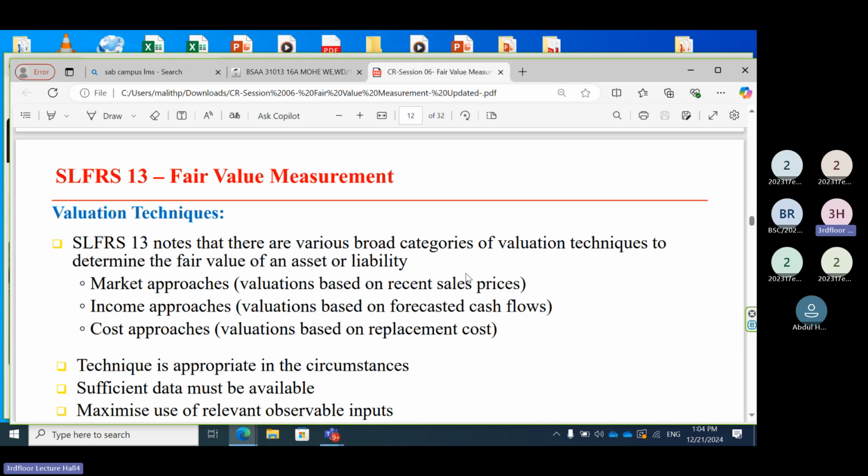And then, after getting that decision, you are the person who needs to justify that to the external auditors as well as the finance manager. Justification. If you select a different technique, the answer may be totally different. You can't get the same answer. That's why we are saying you have to use the appropriate valuation technique. That's a must. That's your judgment. And sufficient data must be available.